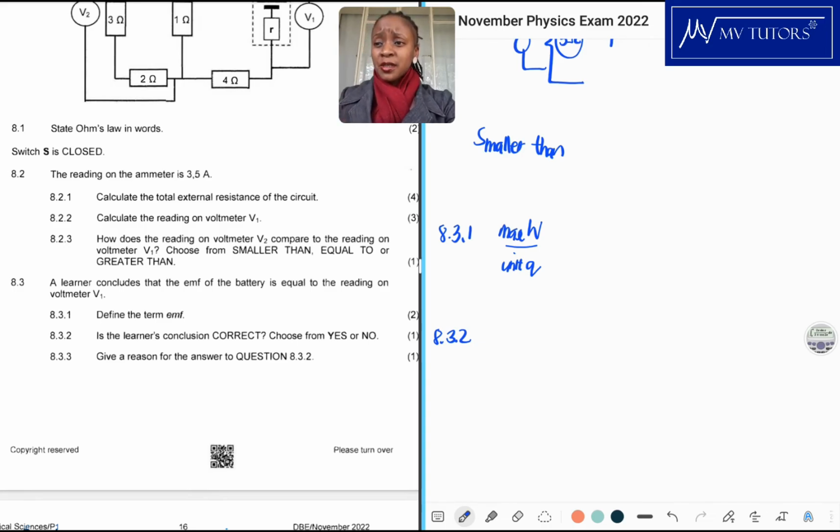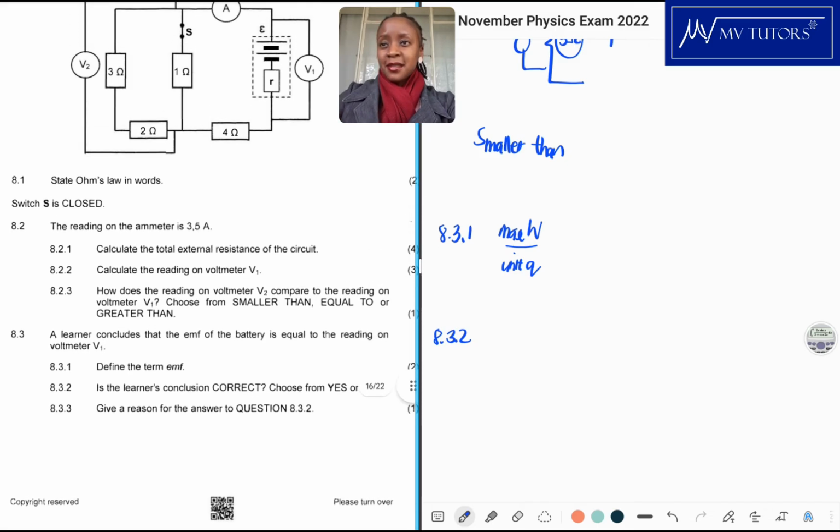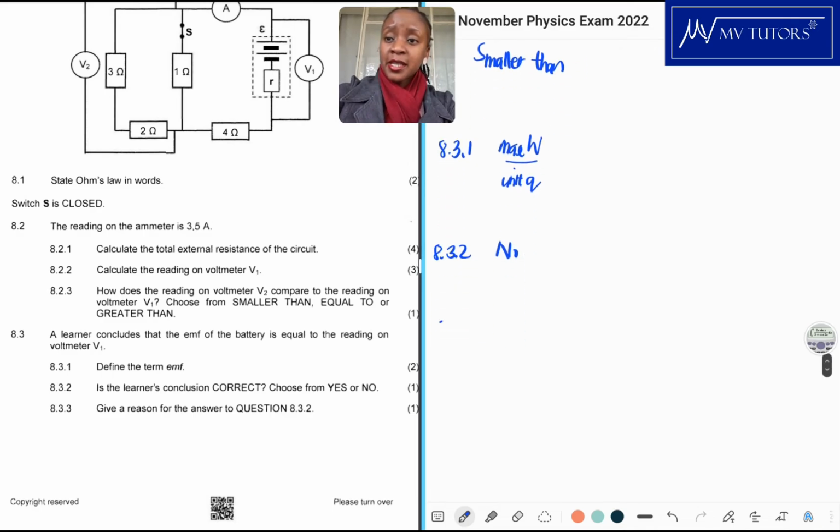8.3.2. Is the learner's conclusion correct? Yes or no? Well, it depends. The voltmeter reading would be the same as the EMF, provided there's no internal resistance. In this case, I would say no, because of the internal resistance. If there wasn't any internal resistance, then yes, it would be. Give a reason for your answer. It's also 1 mark. So we'd say that the battery has internal resistance.